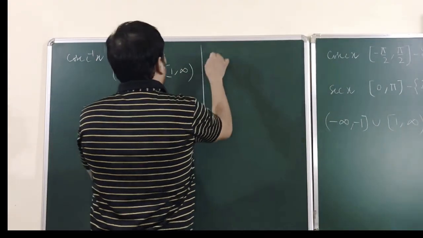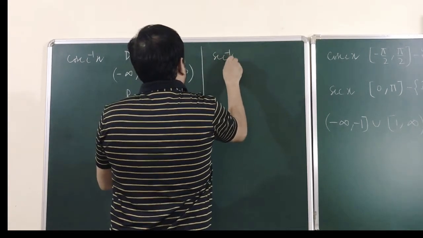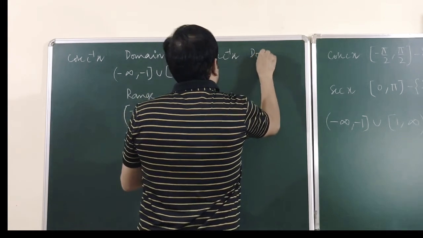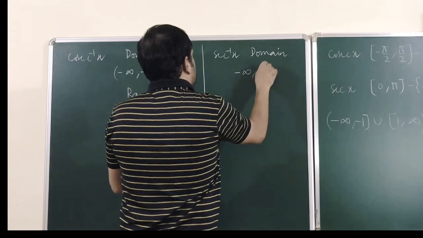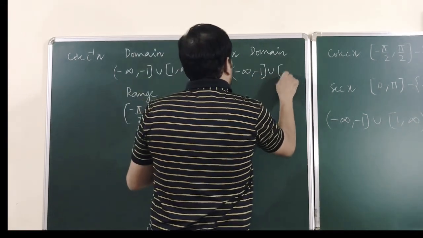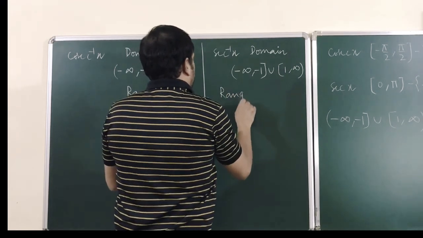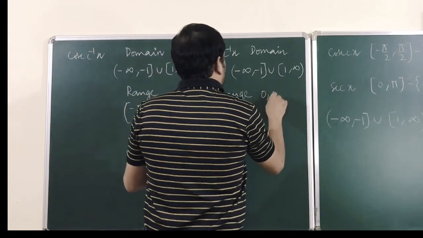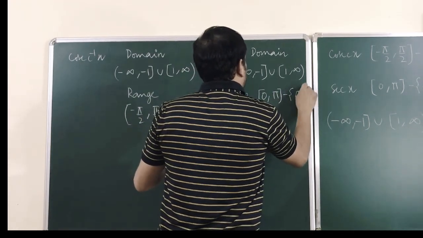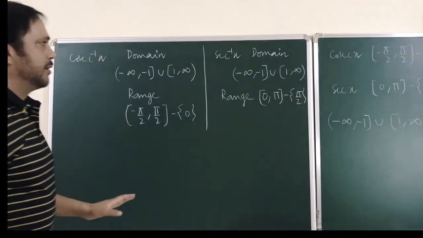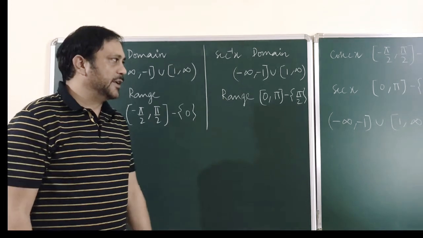And similarly, for the sec inverse of x, the domain is minus infinity to minus 1 union 1 to infinity, and the range is 0 to pi, excluding pi by 2.